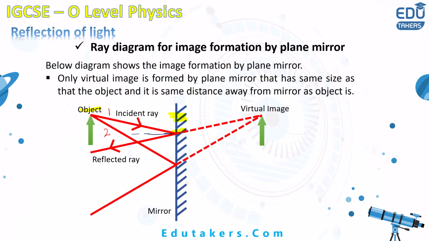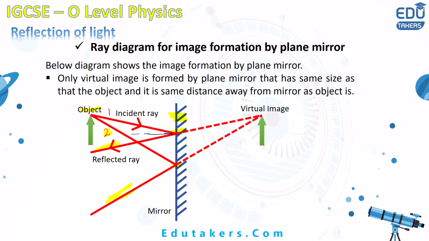According to this normal line, you have to draw the reflected ray, which is shown here, such that the angle of incidence and angle of reflection are equal. Again, you have to take ray 2, which is coming from the object. It is incident on the plane mirror, and then you have to draw the normal line and the path of the reflected ray. This is basically the second reflected ray.